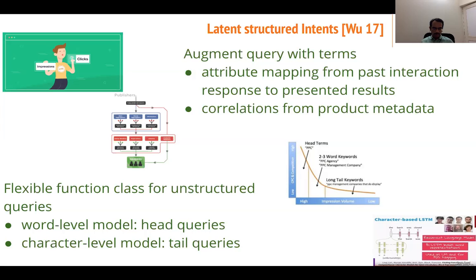A character level model, though, suffers at rare words as there is not enough data to understand a specific arrangement. A hybrid ensemble, LSTM and VRNN, however, with no additional parameters, is interpretable and improves search quality. So, summary: a flexible function class for unstructured queries, a word level model for head queries, and a character level model for tail queries.